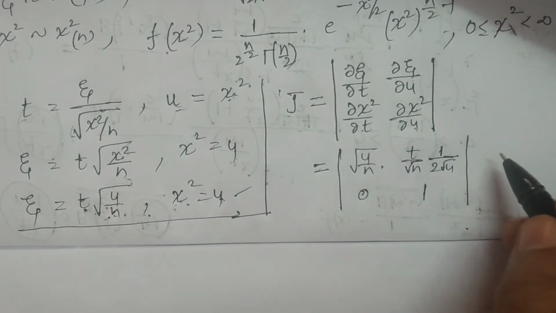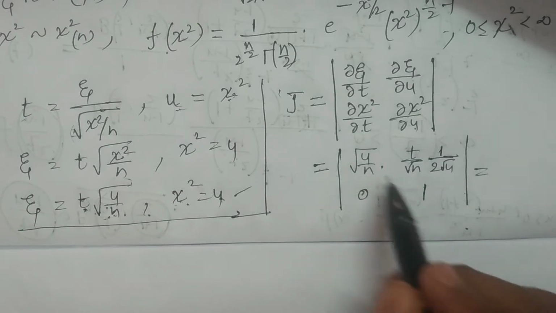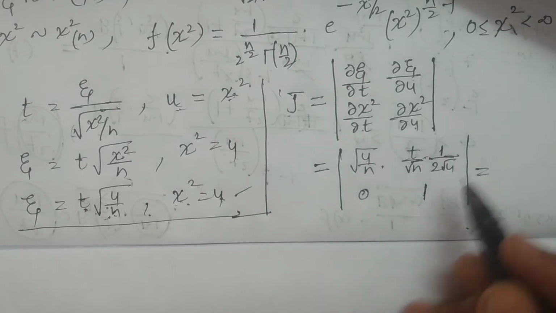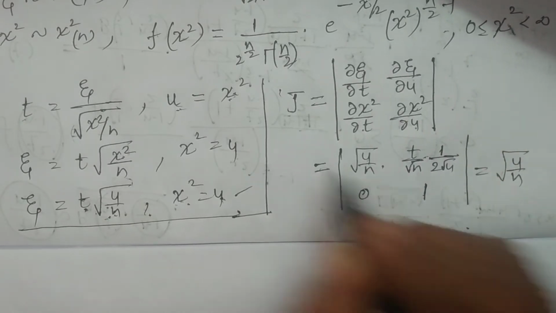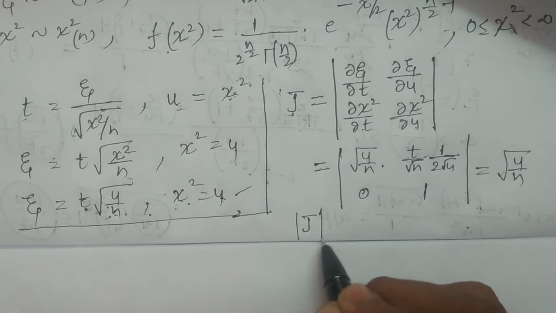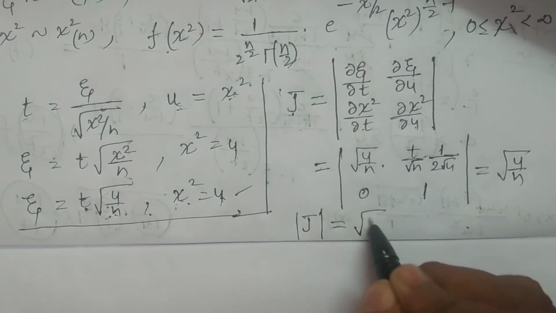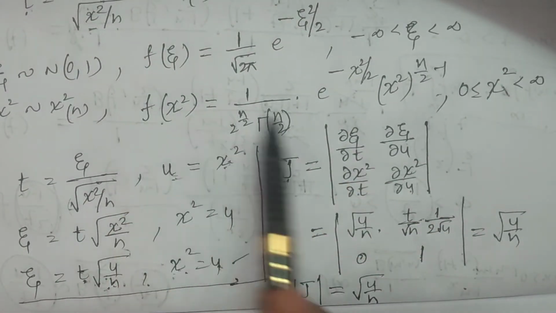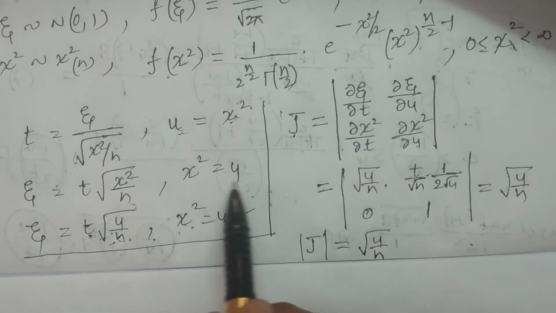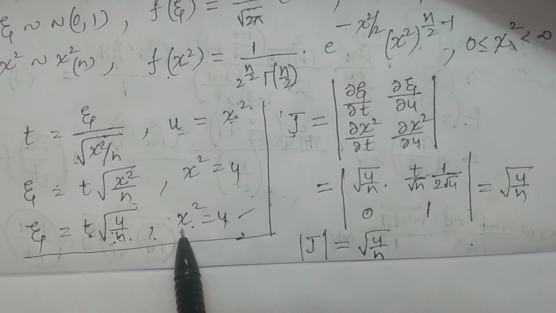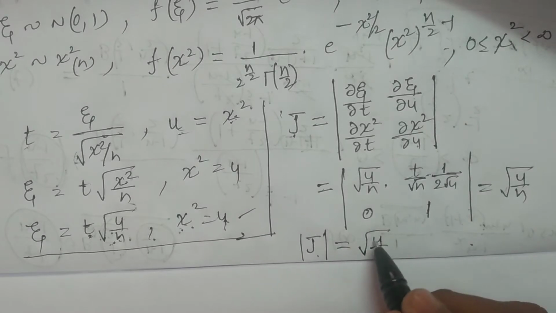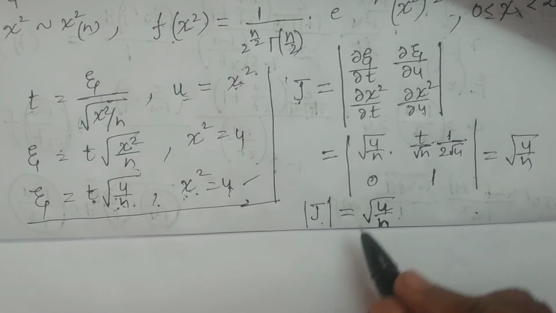So now the final value is you multiply root u by n multiplied by 1 minus 0 into this, therefore 0. So root u by n is the Jacobian. Therefore you have to calculate the modulus of the Jacobian. The modulus of the Jacobian is again root u by n, because u is chi square, as I showed you. Therefore chi square limits are 0 to infinity, therefore u limits are 0 to infinity. Therefore the modulus of the Jacobian is root u by n. That is what the modulus of the Jacobian is.